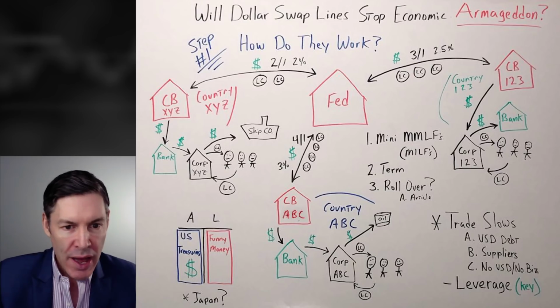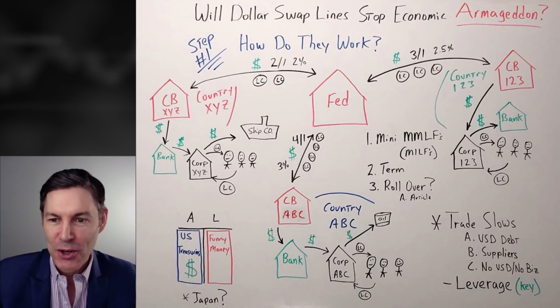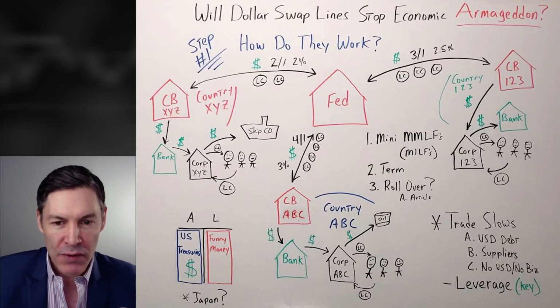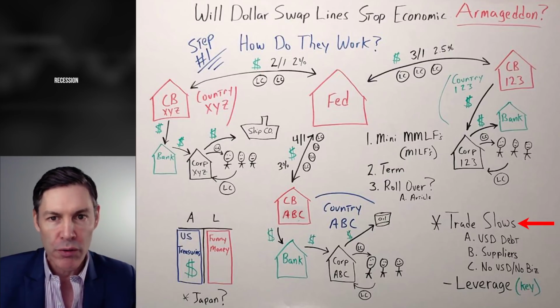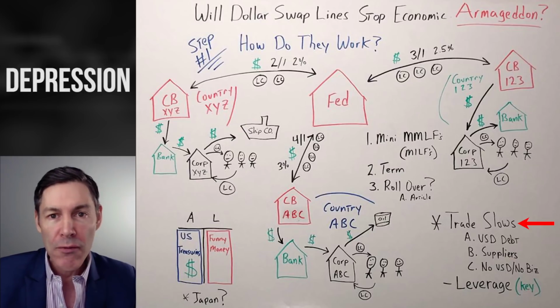We've got country XYZ, ABC, and 1, 2, 3. You can tell it took me a long time to figure out these names. And of course, we've got the Fed right in the middle. So when trade slows down, global trade, we go into a recession, maybe even a depression, there are a lot fewer dollars circulating within the system.